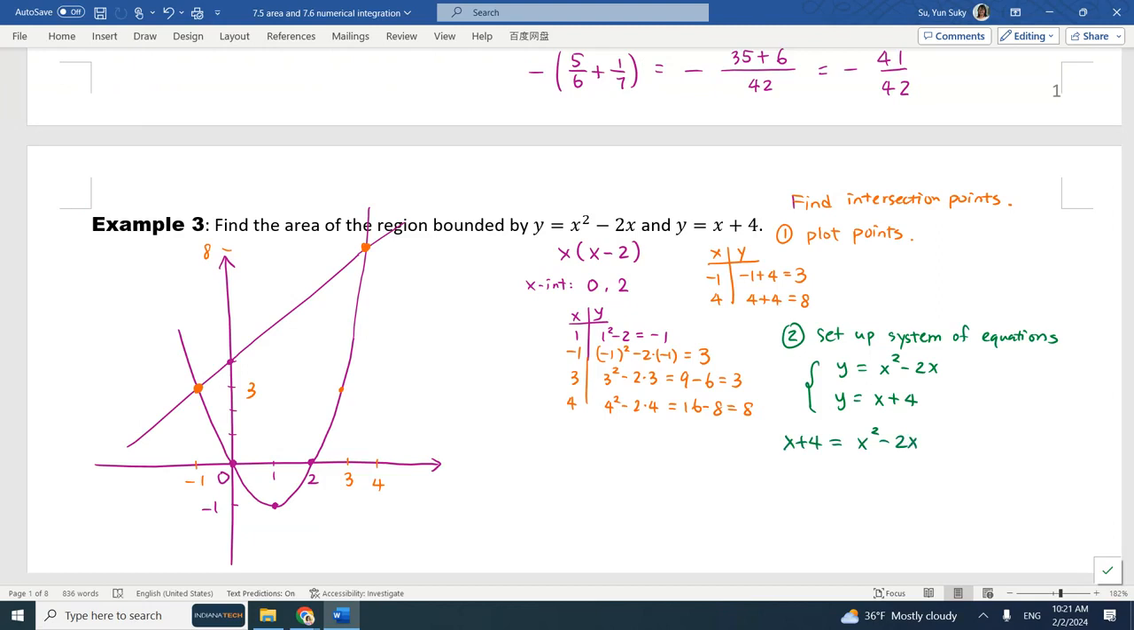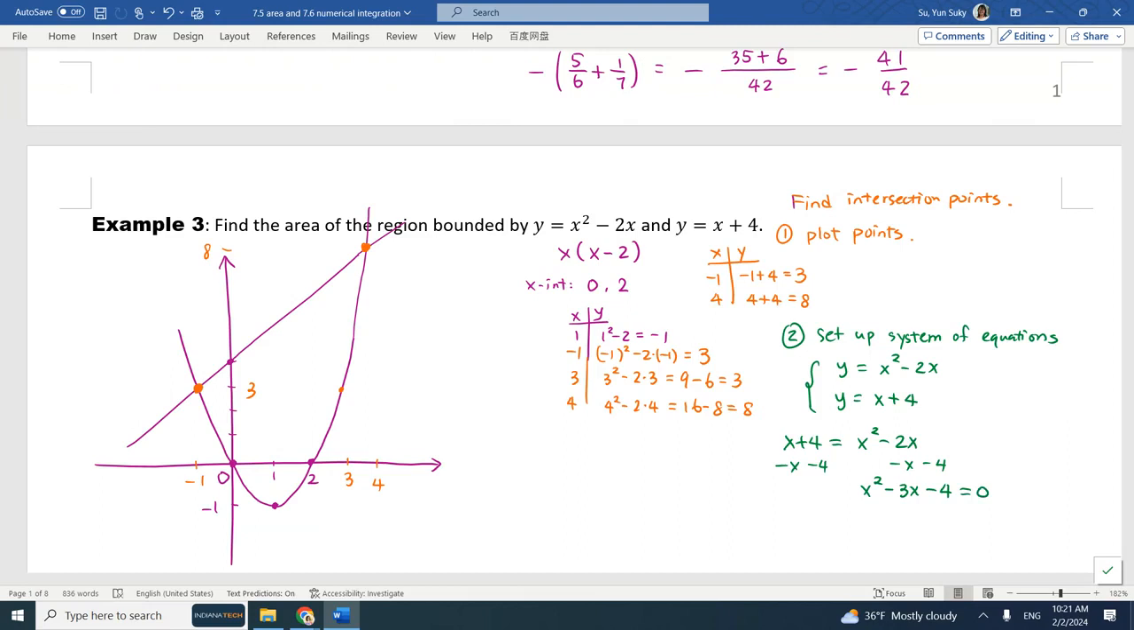And, well, how do you solve polynomial equations? Move all the terms to one side. So we can subtract x, subtract 4. Then we have x squared. How many x? Minus how many x? 3x. And minus 4 equals 0.